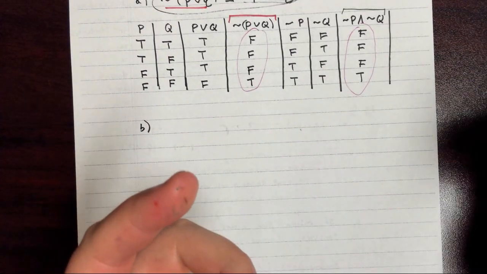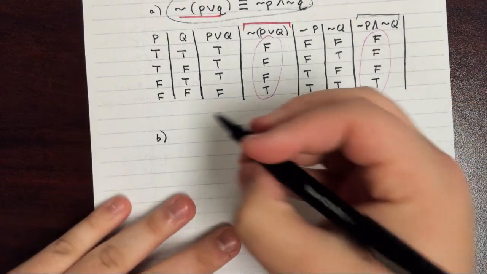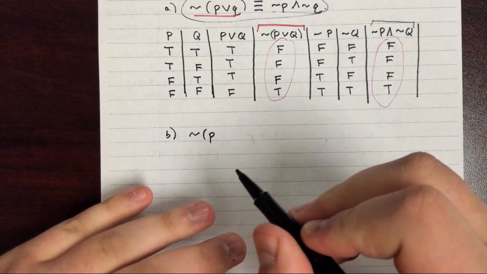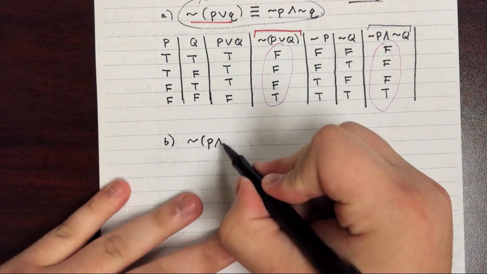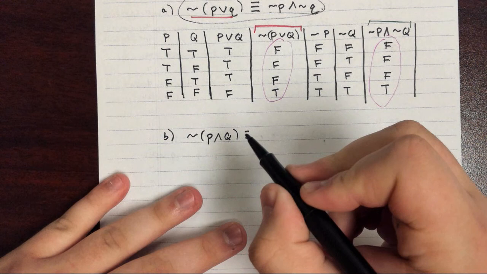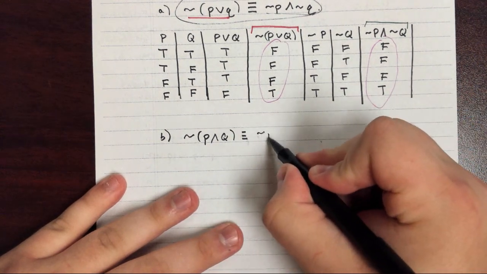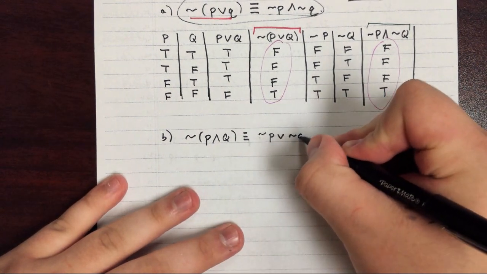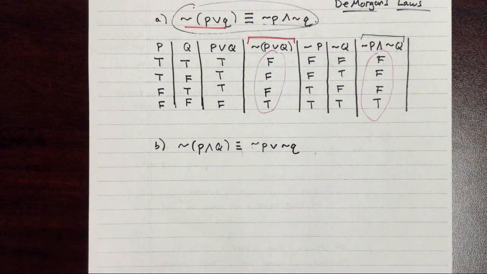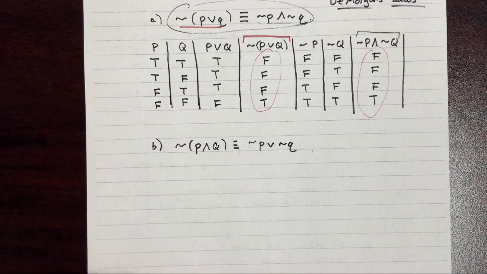You guys want to try the next one? It's almost the same thing, but good practice. We're on number 10 on page 11. So not (P and Q) is logically equivalent to not P or not Q. Okay, so it's almost the same thing. We go ahead and practice doing that. I'll pause it and let you try to fill out the truth table.